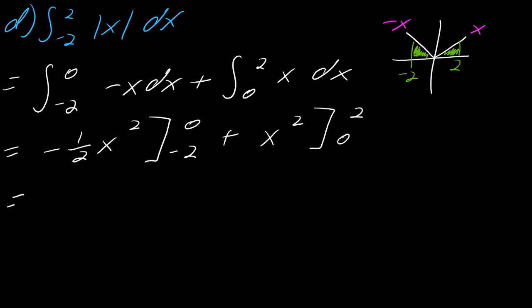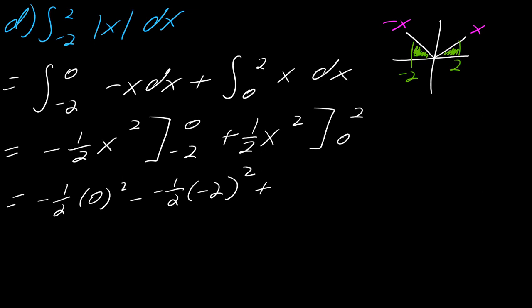Now I can just go through that. So this is -1/2 times 0 squared minus -1/2 times -2 squared. That's working on this first part here. And now plus, oops, sorry, this was 1/2 here, my bad. This should be 1/2 x squared. So this will be plus 1/2 times 2 squared minus 1/2 times 0 squared. So there's everything plugged in.